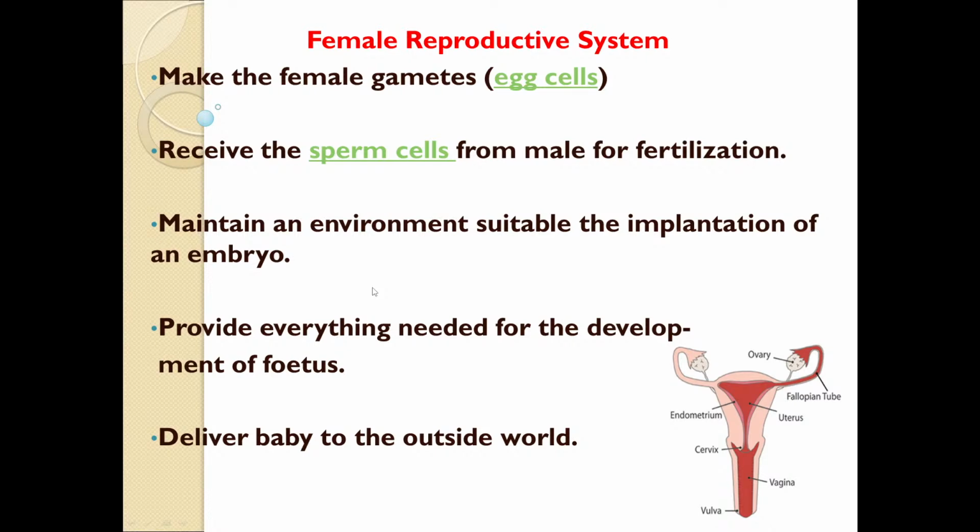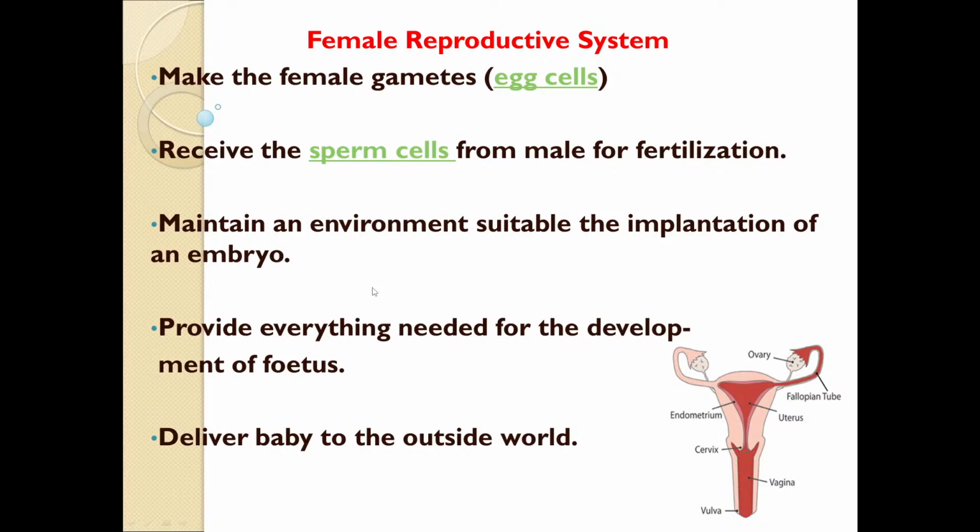As for the function of it, that's what the second pointer is saying, where they are saying that it receives the sperm cell from the male for fertilization. So the reproductive organ of the female actually does that in terms of receiving. It maintains an environment that is suitable for what is known as implantation of an embryo.